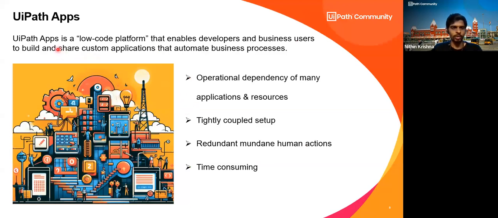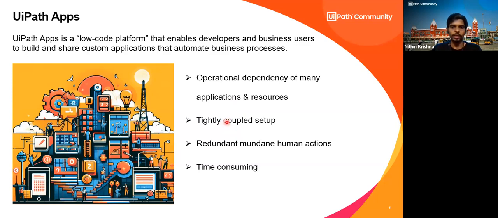As we discussed, UiPath Apps is a low-code platform which enables developers and users to build web applications, kind of, with robots as the backend. When you build an application frontend, let's say a screen, in the backend the robots will help you make that screen live, pull and fetch data, and build some functionalities around it to make it more dynamic.